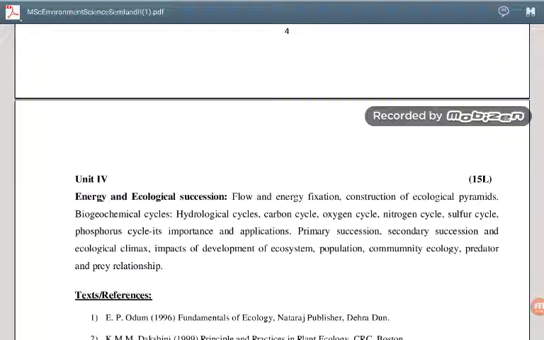Now coming up to the fourth point of the first paper, that is energy and ecological succession. So what do you mean by succession, what are the different types of succession, what is climax, what is pioneer stage, what are the different stages of succession. These are the topics to be covered under unit 4, that is energy and ecological succession. So this was related to paper first.